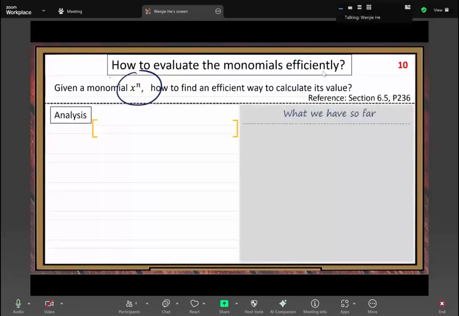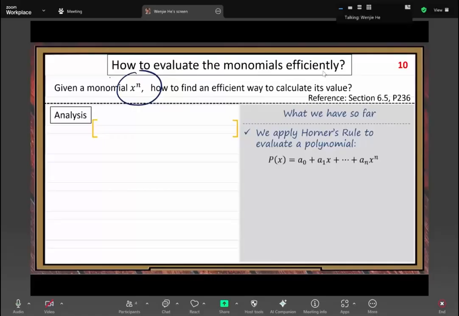Then, what do we have so far? We learned something. We learned Horner's rule. For monomial, if you apply Horner's rule, it does not improve much. If you apply Horner's rule on the special monomial, no improvement.